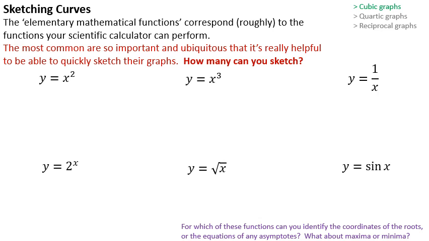Okay, for our first one, y = x², the first thing to notice is that this will give the same values for positive x inputs as it will for negative x inputs. So your curve is going to be perfectly symmetrical about the y-axis. 3² gives the same answer as (−3)².